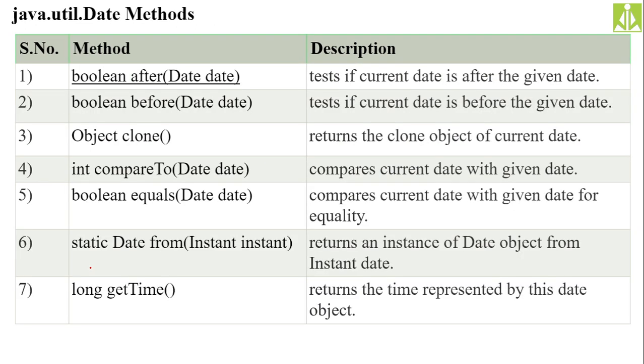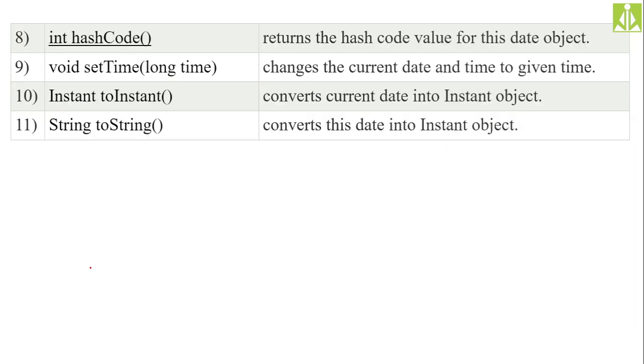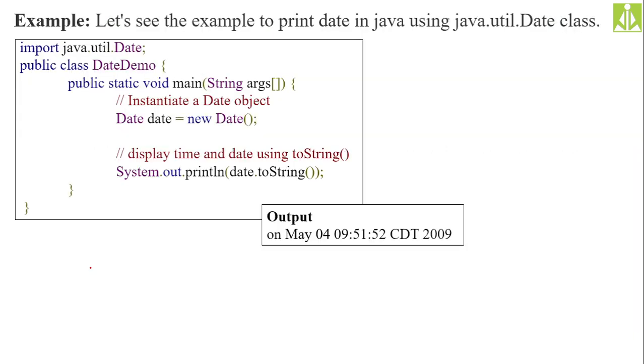These are all the methods under java.util.date class. You can get the description, and you can even refer to the Java docs. Okay, so we have a long listing of methods, and this is the simple example.